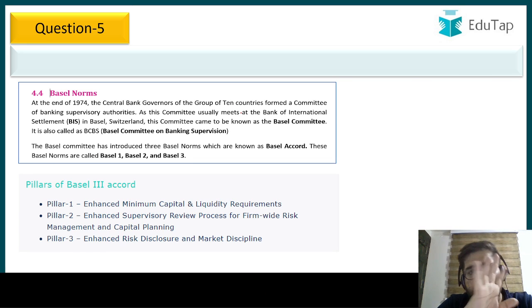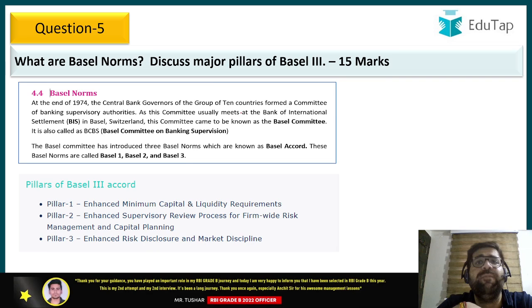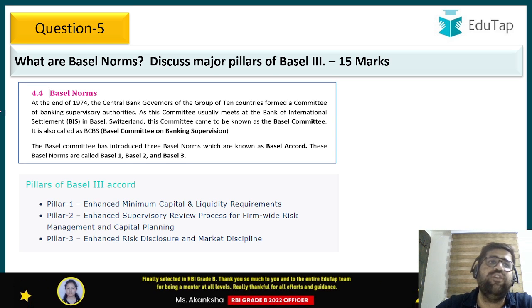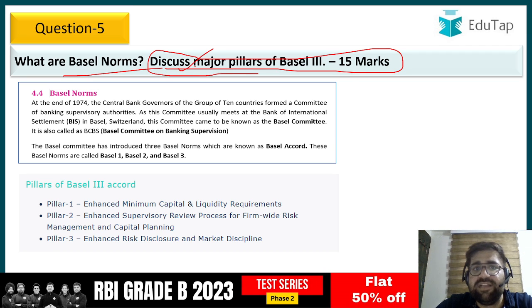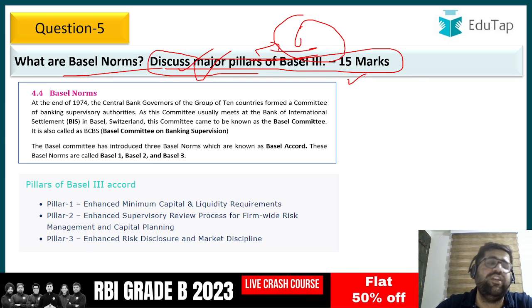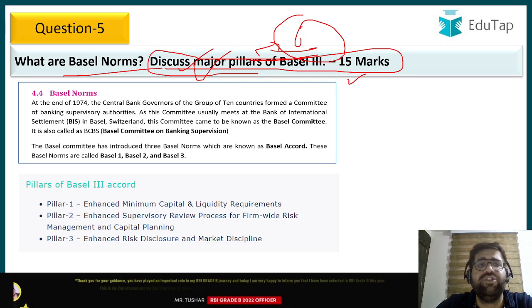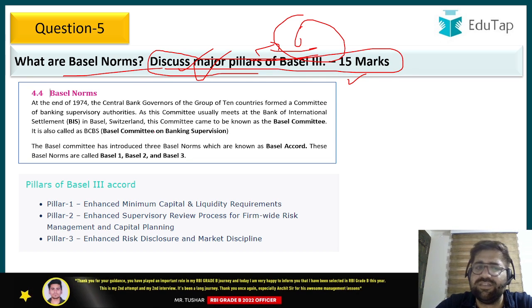Question number 5. Question number 5 talks regarding Basel norms. What are Basel norms? Discuss the major pillars of Basel 3. So here you, my friends, if you see, you have to discuss what are Basel norms and what are the major pillars of Basel 3. So Basel 3, I hope you remember, there are 6 pillars which are there. So you have to define all the 6 pillars: leverage ratio, liquidity ratio, capital conservation buffers, counter-cyclical buffers. Then we have your minimum capital ratio and your systemically important financial institutions. Again, if your concepts are clear, this question is also easy.